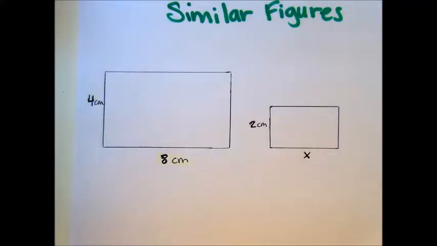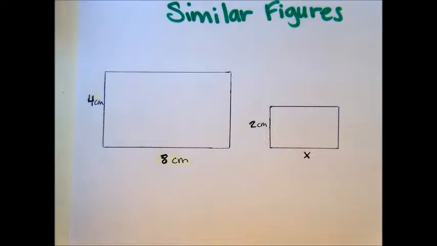In this video, I'm going to share with you two examples of solving for an unknown side for similar figures. Now these figures, these two rectangles, they are similar because they have the same shape. However, the lengths of the sides are different.